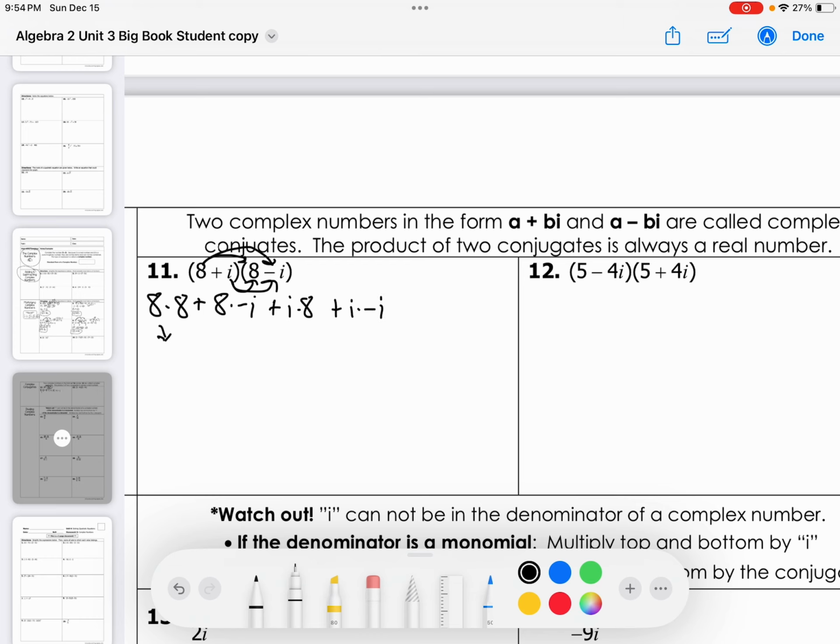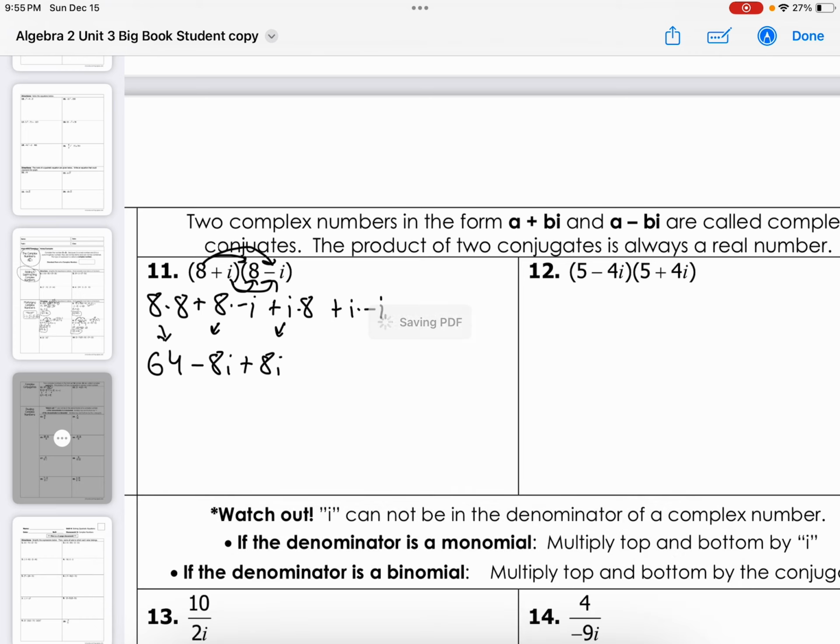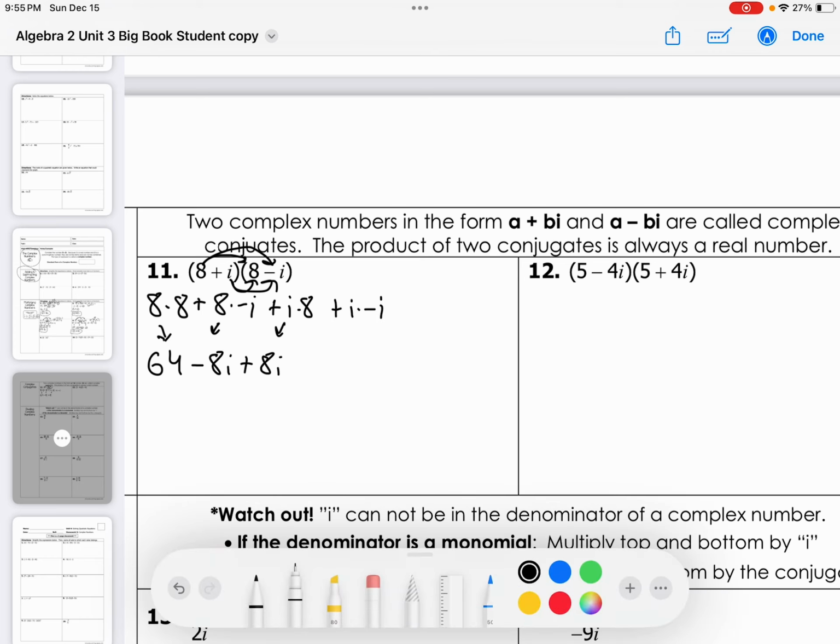8 times 8 is 64. 8 times negative i would be negative 8i. i times 8 would be plus 8i. And then the positive i times the negative i would give us a negative. The square root of negative 1 times the square root of negative 1 is negative 1. So this would give us a negative 1, the negative from here, and then the negative 1, which is a positive 1. So it's going to be plus 1.